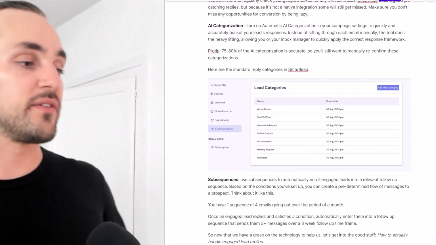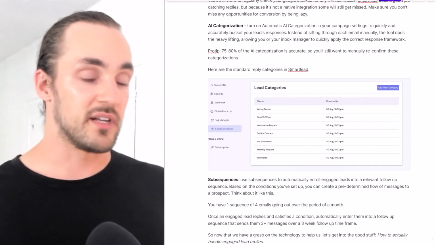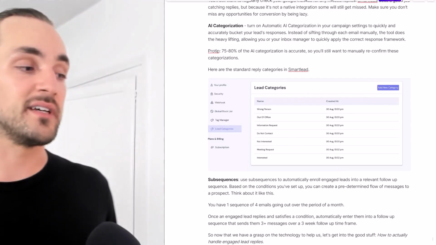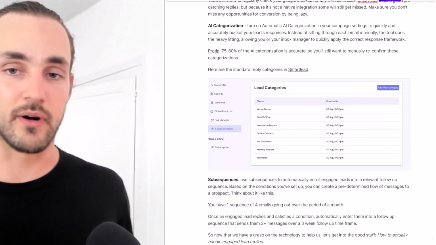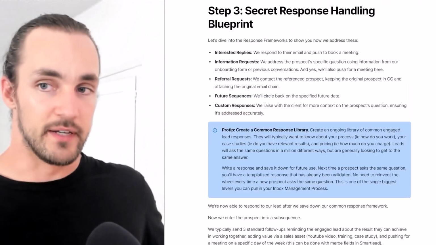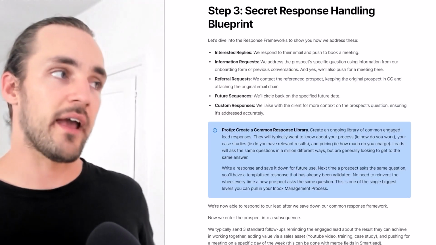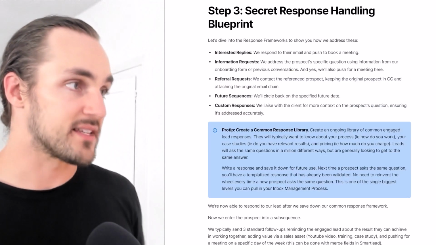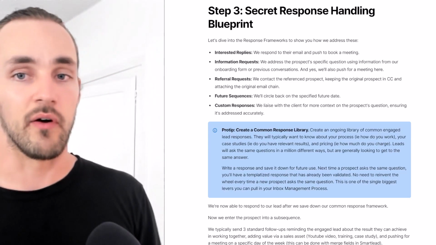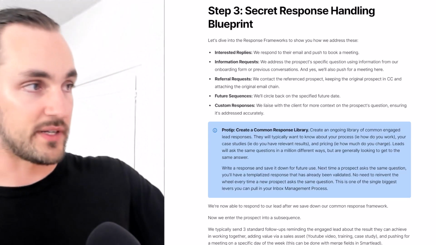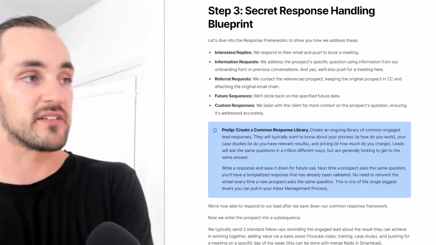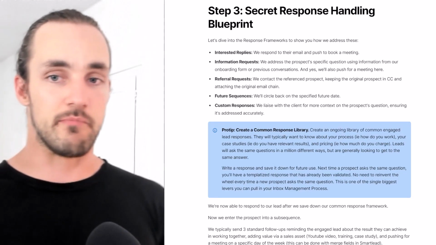So now that we have a good grip on the technology that we're going to leverage, let's get into the good stuff, which is actually how to handle those replies from those engaged leads. Step 3, secret response handling blueprint. Now let's dive into the response frameworks to show you how we address these. Based on what we talked about before, we have interested replies. What we want to do then is respond to their email and push them to book a meeting.